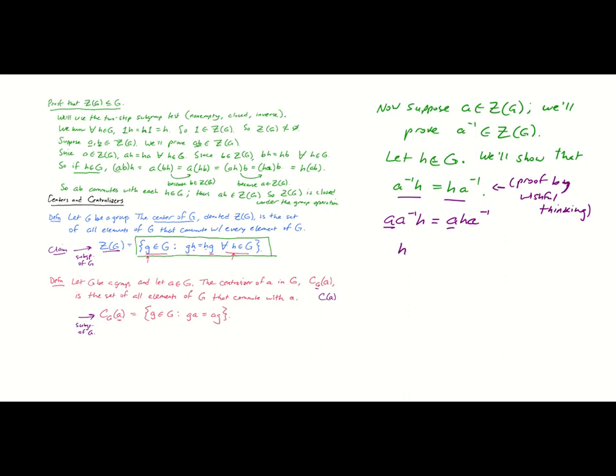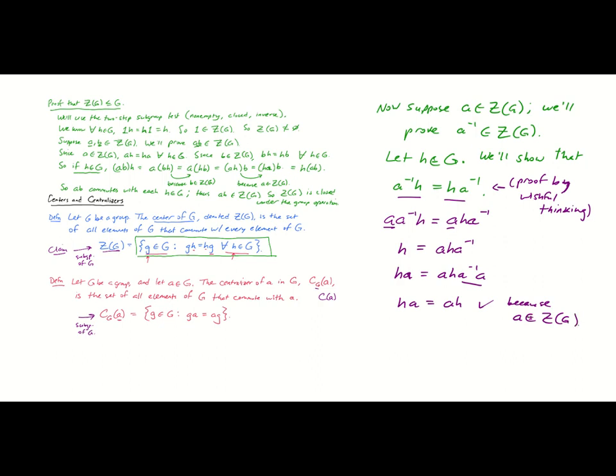So on the left side, I just have H because A inverse is the identity. And on the right side, I have A inverse. And now I'm going to also multiply on the right by A on both sides. And if I do that, then I get the identity here, which means I'm left with just HA equals AH, which is something that I know to be true because A belongs to the center.